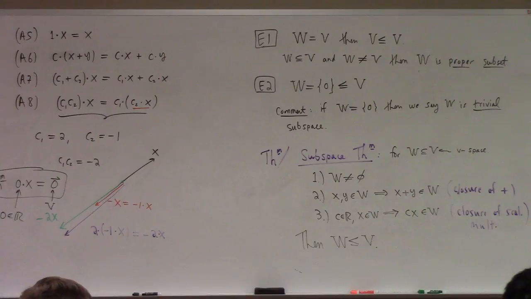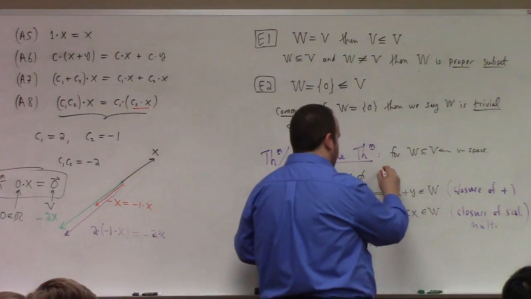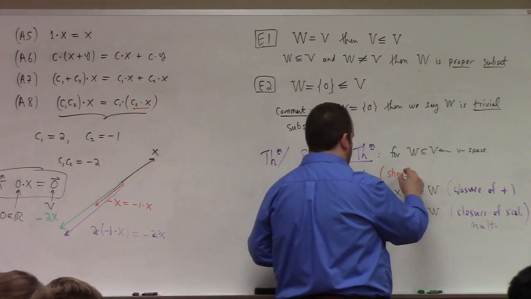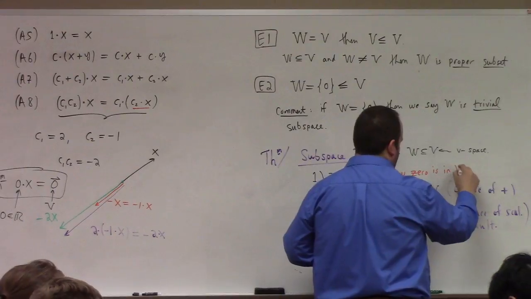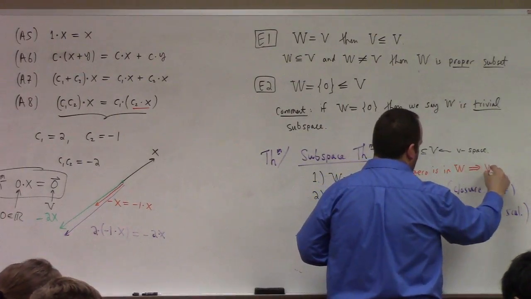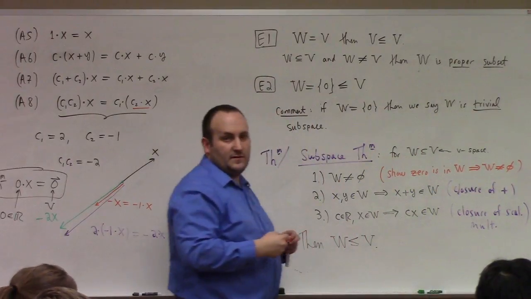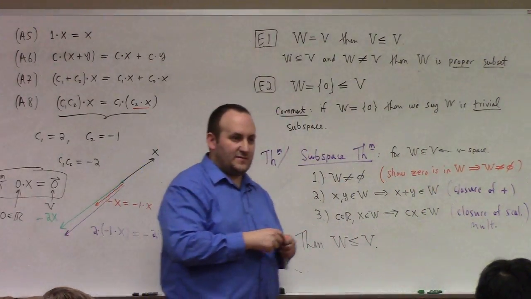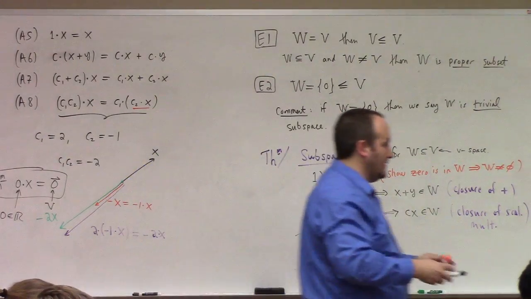Now let me tell you something more about this subspace test theorem. I said show it's non-empty, but you might as well replace this with show zero is in W. That implies that W is not empty. If the zero's in there, you're good to go. So 0 is usually a nice thing to show that it's actually in there, so the set's not empty. It's pretty easy to find 0.